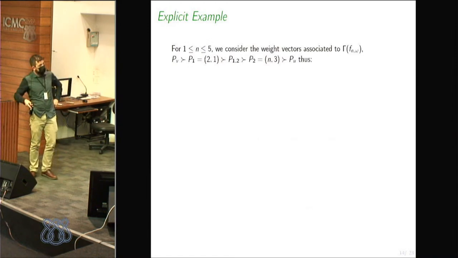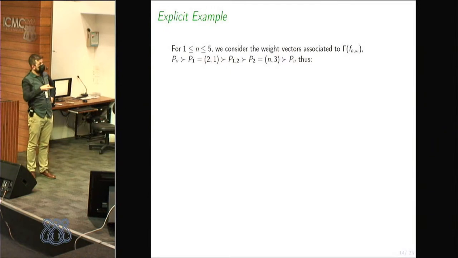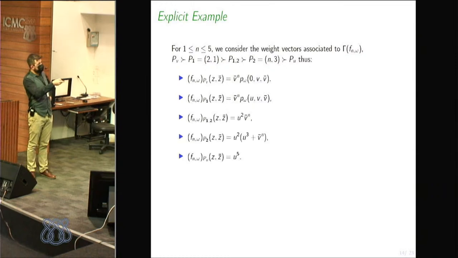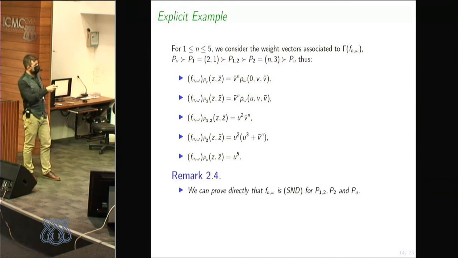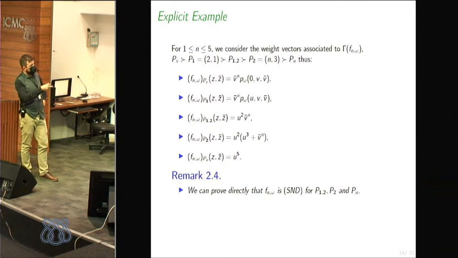Let's look at the phase functions of f n omega. There are five types of phase functions that are given for this. It's not so hard to find them. For n between 1 and 5, we have this phase function. We can prove directly that f n omega is strongly non-degenerate for these last three phase functions. It's not so hard because it's close to the complex case. Then the equation is kind of simple.